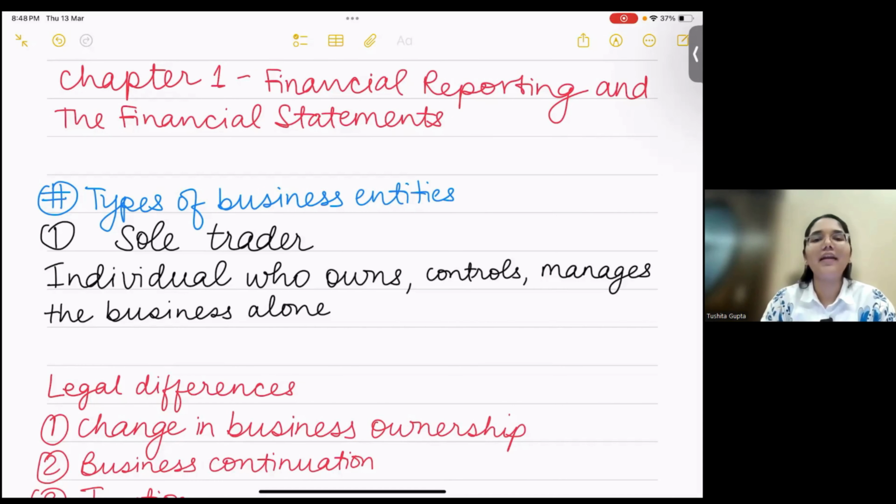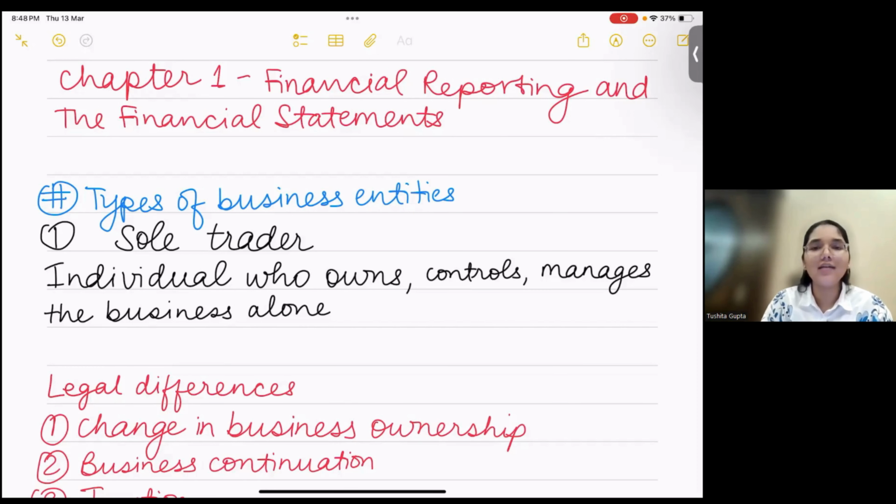Now, talking about the financial statements, as we progress further into this chapter, we'll also learn what the different sorts of financial statements are. We have the statement of financial position, which is the balance sheet. We have the statement of profit and loss, which is the P&L account. We have the statement of cash flows. So these are all financial statements which we have.